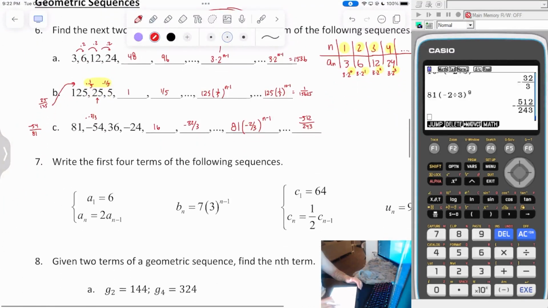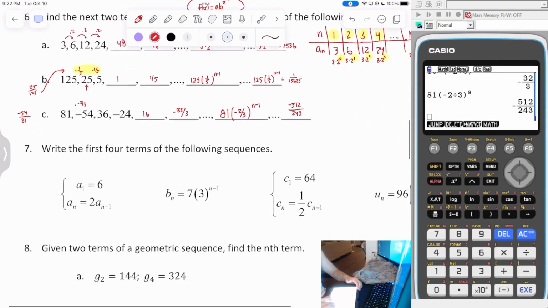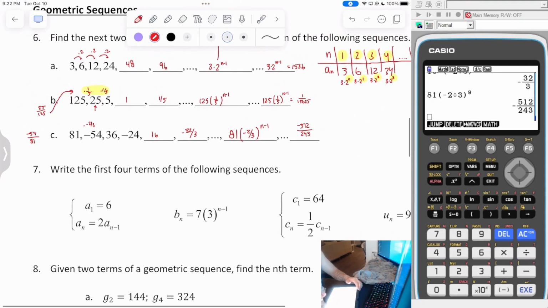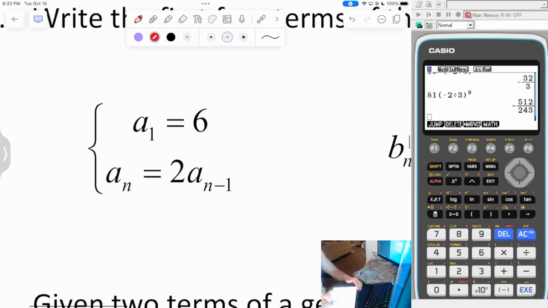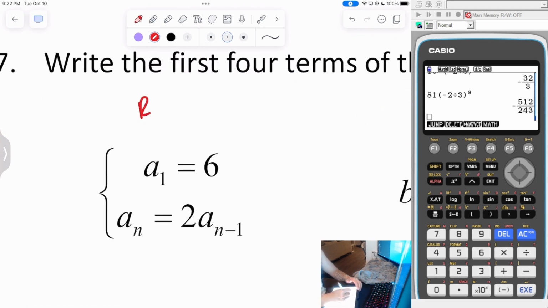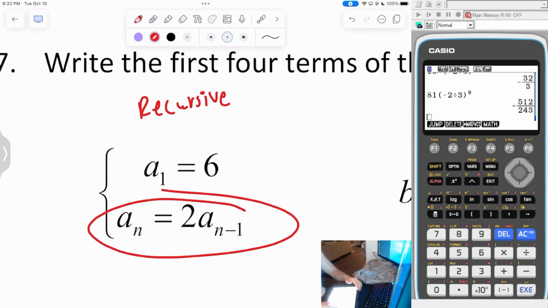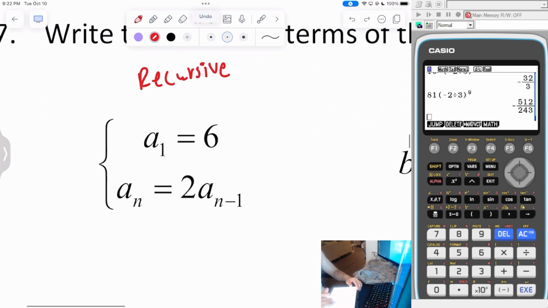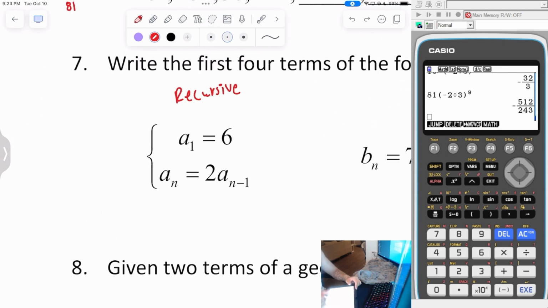Now, let's keep going. Before we continue with these problems, or actually let's just do number 7, and then we'll go down to the bottom for our summary. So, write the first four terms of the following sequences. If you recall in our arithmetic sequence, this right here is in recursive form. We know that because this statement says that I can find any arbitrary number in my sequence as long as I use the previous number in the sequence and do something to it. That's pretty much how we know it's recursive here. So let's find the first four terms.